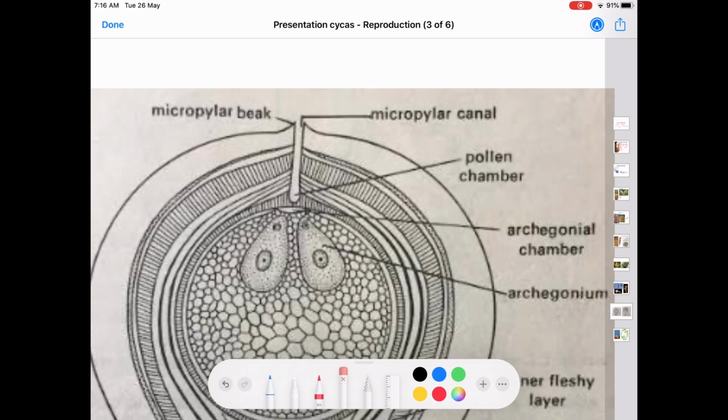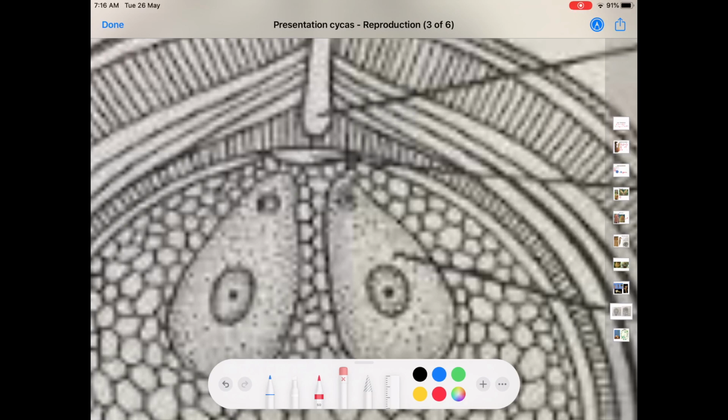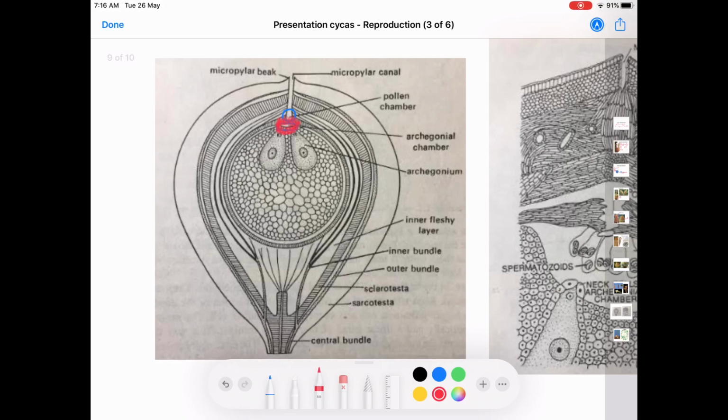Once the development of ovule is completed, the nucellus tissue above the archegonium will degenerate, forming an archegonial chamber. This region is known as archegonial chamber. This is the pollen chamber and this is the archegonial chamber. This is all about the structure of the female reproductive organ, megasporangium.